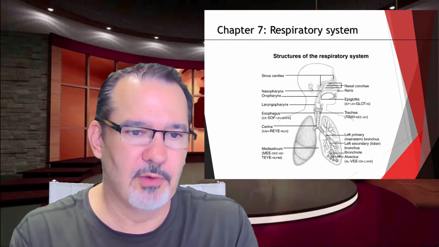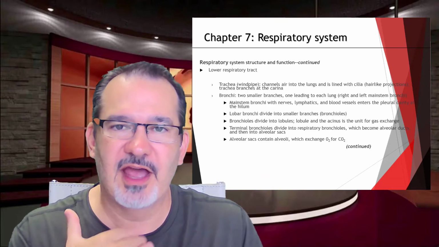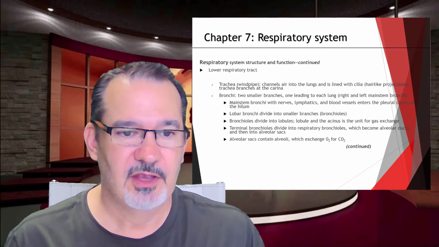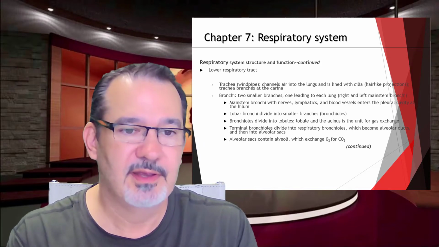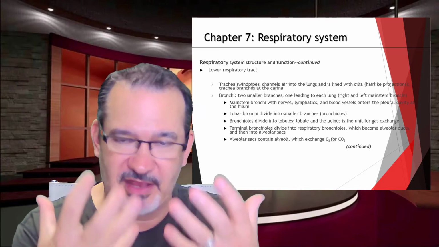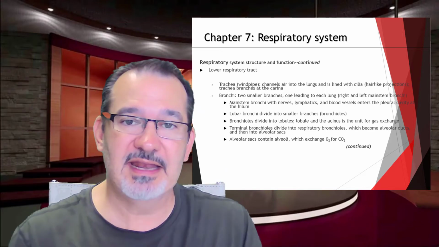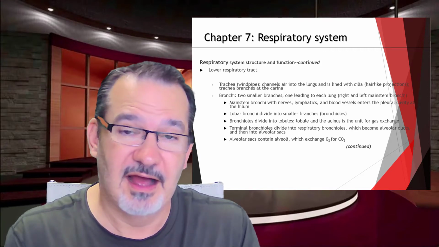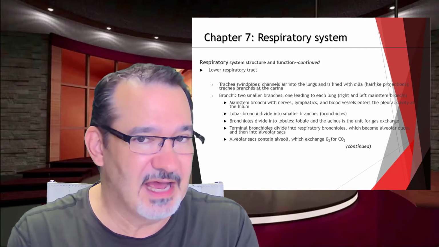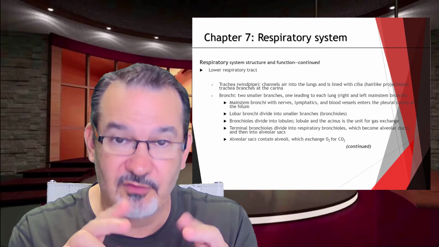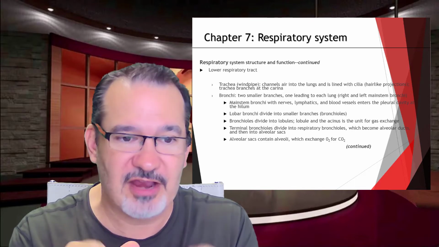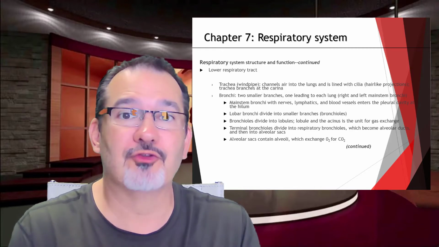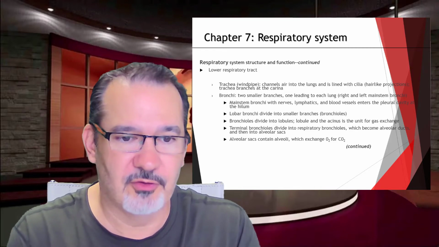Now the lower respiratory tract is getting from the trachea down to the lungs. So the trachea is the windpipe. That's where it sends air from the outside into the lungs to fill up the lungs. It's lined with cilia, and cilia are very fine hair-like projections. And that helps to continue to filter out waste particles.